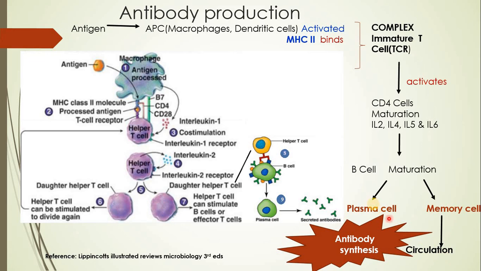Memory cells go into the circulation, whereas plasma cells go into secretion, leading to formation of a large quantity of specific antibodies, right?